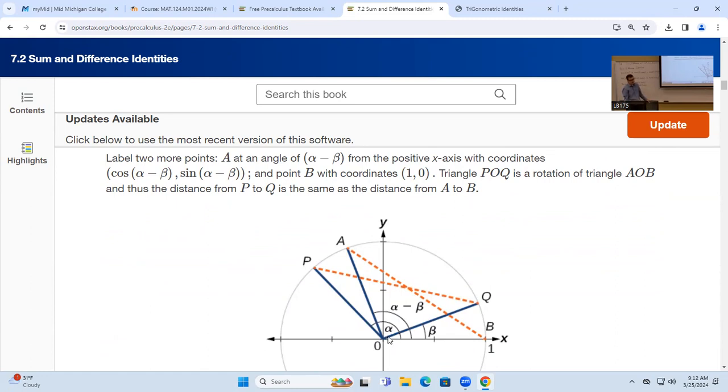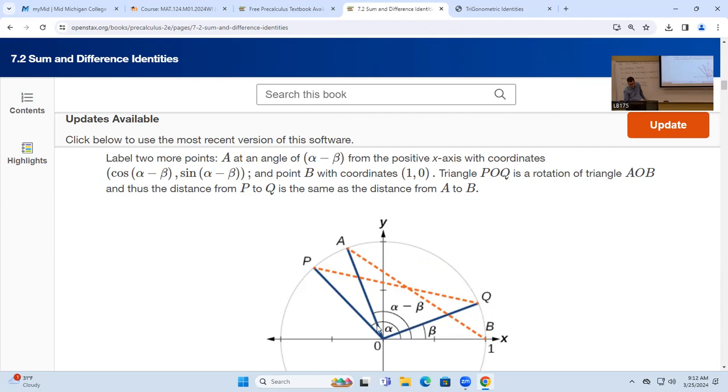So if you take two angles, alpha and beta, and then take the difference, alpha minus beta, hopefully you can see there, is going from point A to point Q. Beta is to basically 1-0.